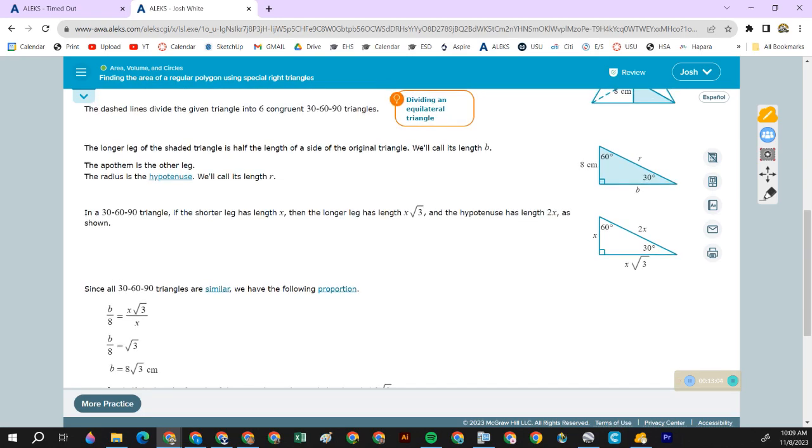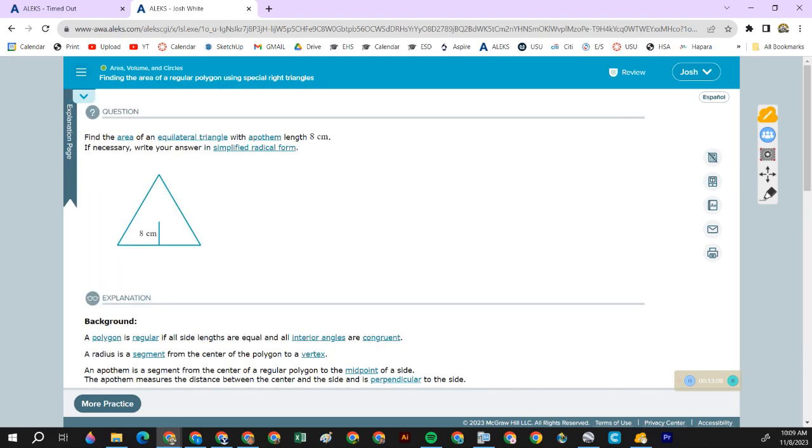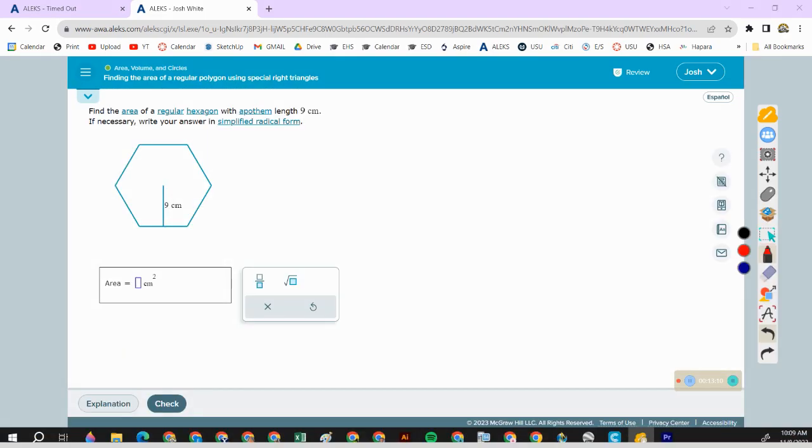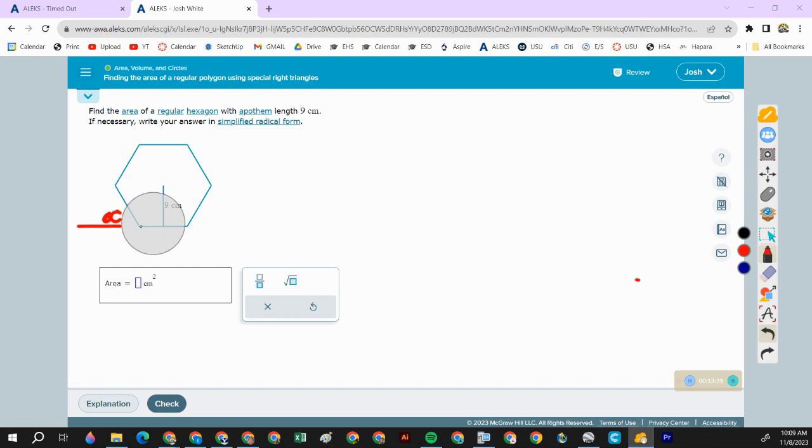So we have an apothem of 8. Oh, I see what it did. Okay. I see what they did. Oh, and now it's a different problem. Okay, so here, all of the outside angles add up to 360. There are 6 of them. 360 divided by 6 is 60. So the exterior angle is 60, which means the interior angle is going to be 120.